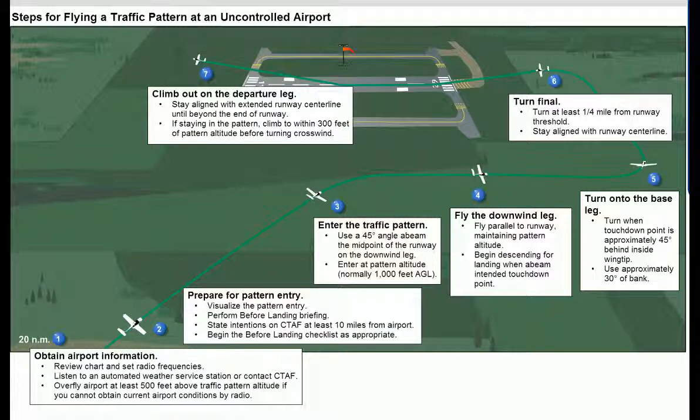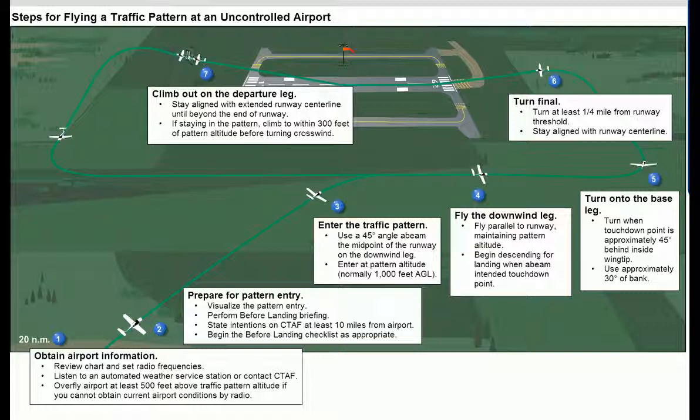After takeoff, climb out on the departure leg. Stay aligned with the extended runway centerline until you are beyond the end of the runway. If you're staying in the pattern, climb to within 300 feet of pattern altitude before turning crosswind.